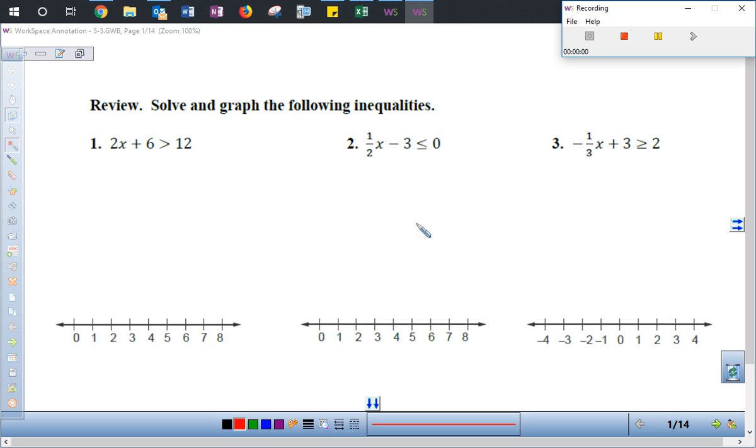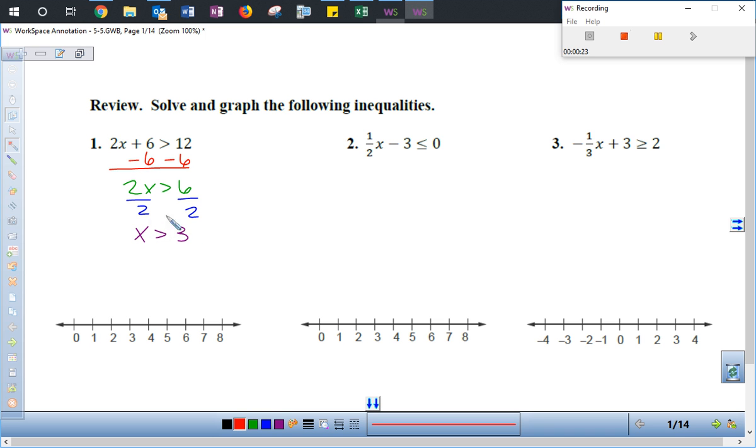Alright guys, today we're going to start off with a quick little review of how to solve inequalities. So on number 1 we have 2x plus 6 is greater than 12. We're just going to solve like normal, so subtract 6 from each side. And I get 2x is greater than 6. Divide each term by 2. And I'm left with x is greater than 3.